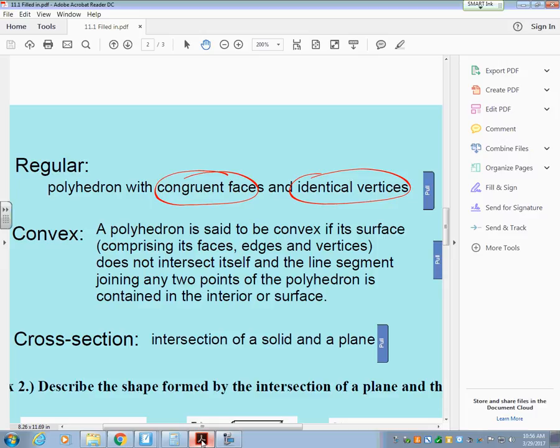And then a convex polyhedron is a polyhedron if its surface, all the faces, edges, and vertices do not intersect itself, and the line segment joining any two points of the polyhedron is contained in the interior or surface. That's a lot of writing. Go ahead and pause the video and write that down.